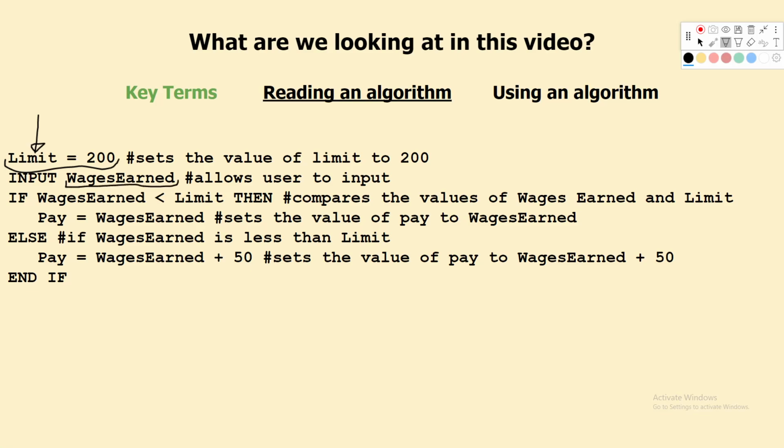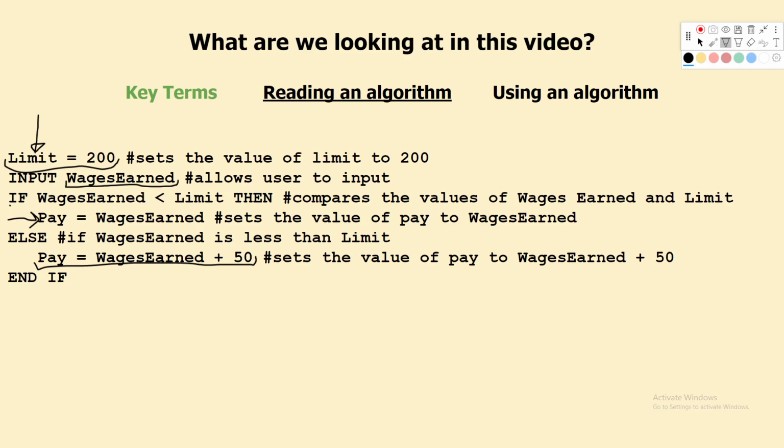We're then going to input wages earned. This is something that the user is going to type in. So far we've got two variables, limit and wages earned, and that's what's going to store information. Wages earned is going to store whatever the user inputs. This line of code here: if wages earned is less than limit. So if the number that's been entered is less than that limit variable, it's going to execute this line of code here, pay equals wages earned. If wages earned is not less than limit, it's going to do this line of code here, pay equals wages earned plus 50. So what we've got here is an if statement, and what this is doing is saying that the limit's 200, we're going to input the wages earned.